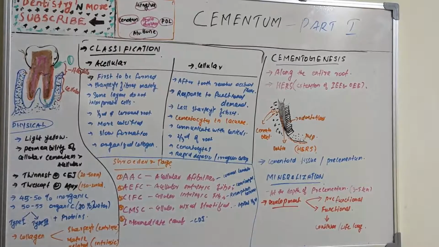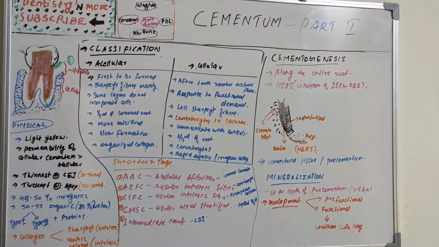So we have another classification, that is Schroeder and Page put forward this classification. It is based on the location, morphology, and histologic appearance. So let's see these 5 classifications. The first one is Acellular Afibrillar Cementum, or AAC, Acellular Extrinsic Fiber Cementum, AEFC, Cellular Intrinsic Fiber Cementum, CIFC, Cellular Mixed Stratified Cementum, CMSC, and Intermediate Cementum.